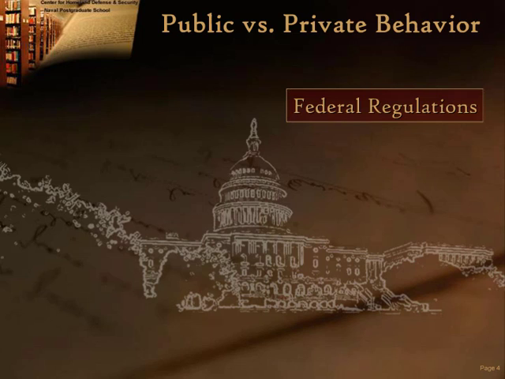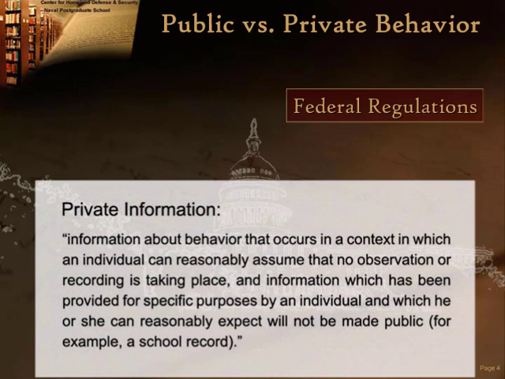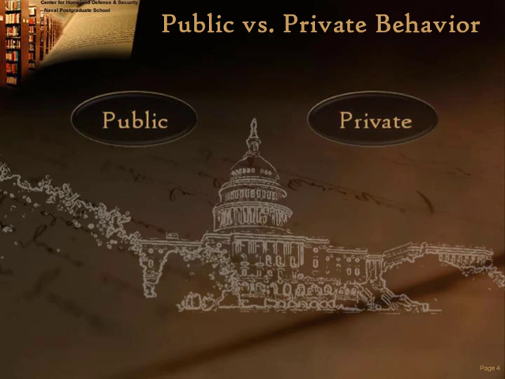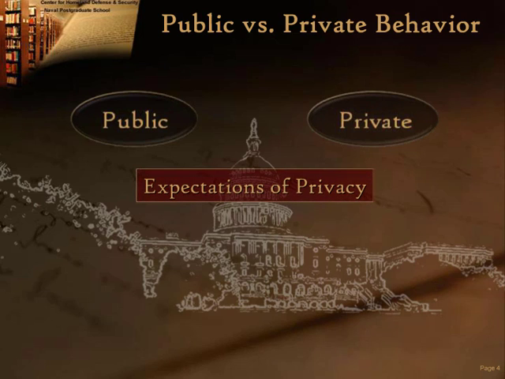The federal regulations define private information to mean, quote, information about behavior that occurs in a context in which an individual can reasonably assume that no observation or recording is taking place, and information which has been provided for specific purposes by an individual and which he or she can reasonably expect will not be made public, for example, a school record, close quote. This definition offers a yardstick for differentiating between public and private behavior, and whether it is reasonable for subjects to expect privacy in a particular context.